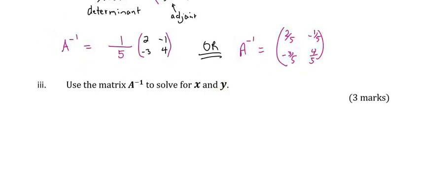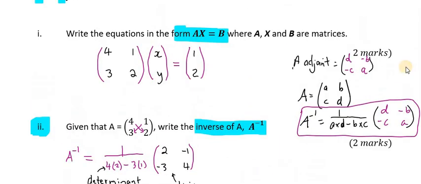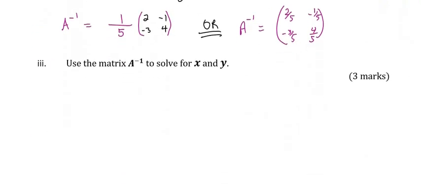Alright, so let's follow the instruction and do the next one. Use the matrix A inverse to solve for x and y. So all they're asking us to do is to multiply both sides of the matrix equation by the inverse. Now let's do this.